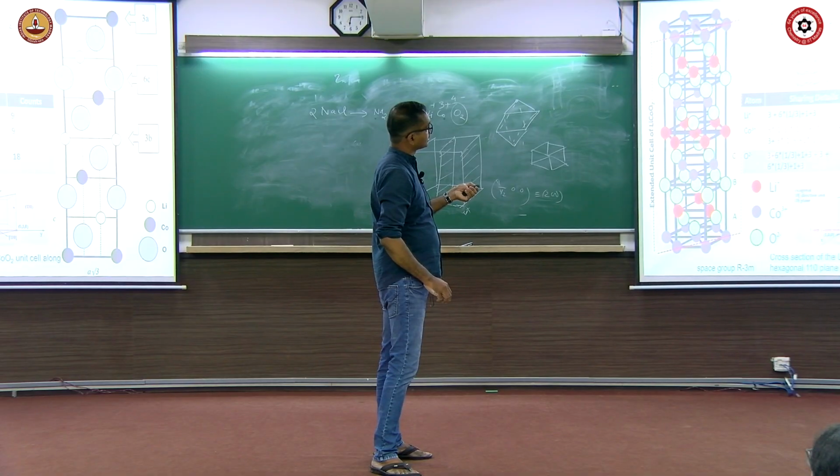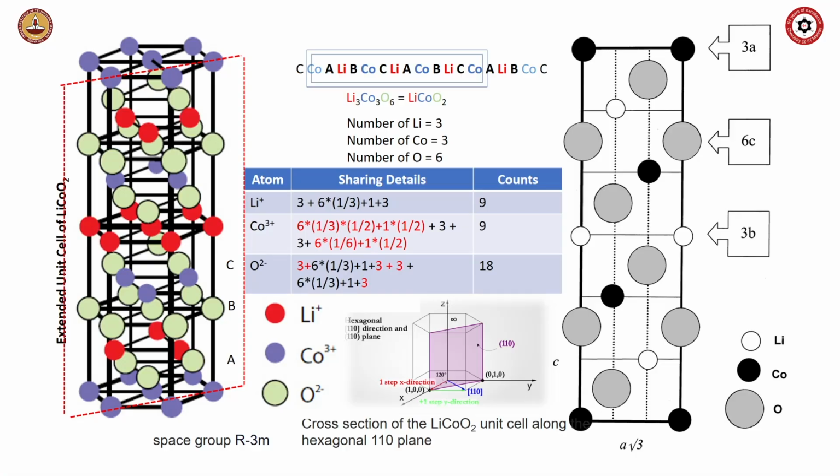Cobalt is at the interface of the unit cell, 2 unit cell. This cobalt also is at the interface of the 2 unit cell, correct? Now let us do the calculation. I have already given calculation here. You also do it. Let us do it for lithium first.